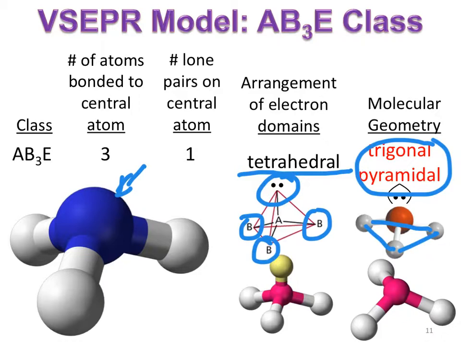The bond angles in these molecules are less than 109.5. For example, here in ammonia, the bond angle is 107.3 degrees.